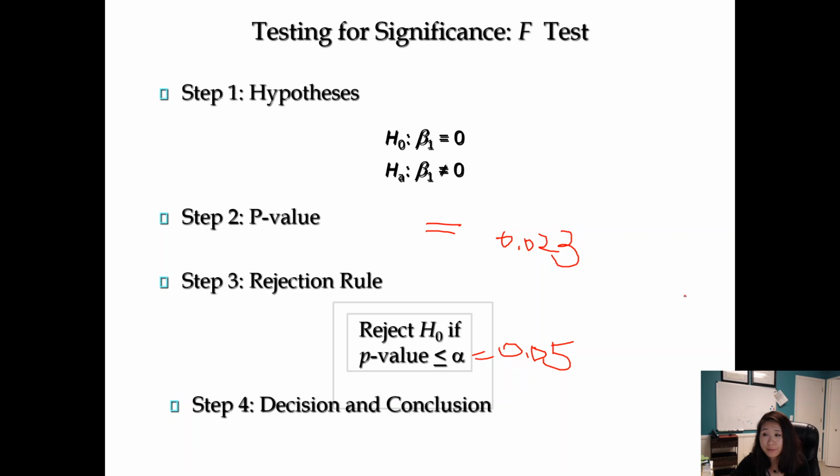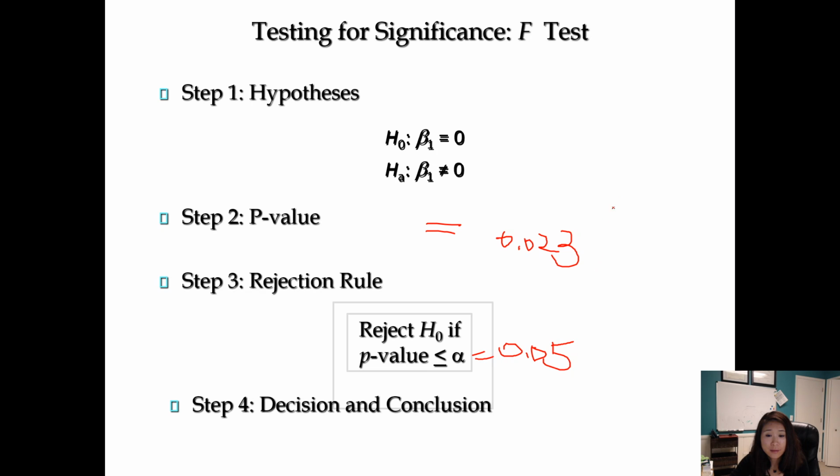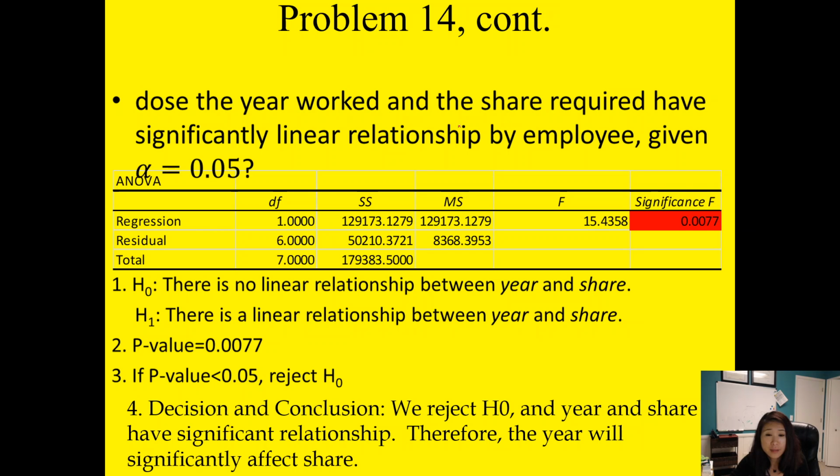Next, we look at the same example we used before. If you cannot remember this example, make sure to go to the previous slides to look at it. We look at 8 employees, how many shares they own and how many years they work for the firm. In order to find the p-value for the F test, you need to find the second table called the ANOVA.